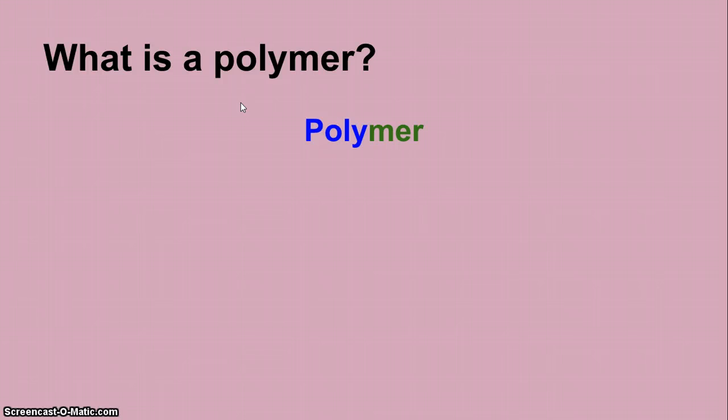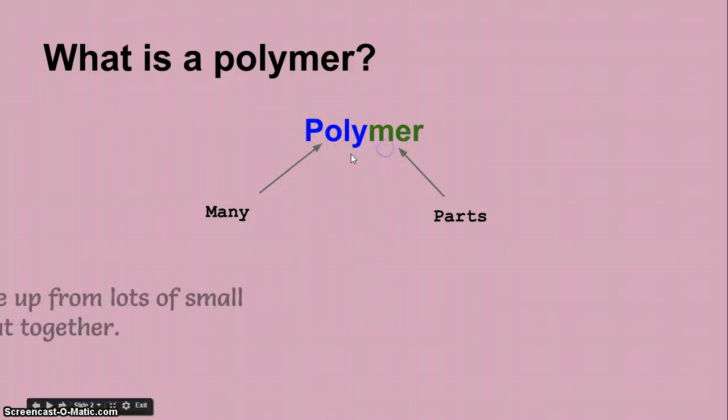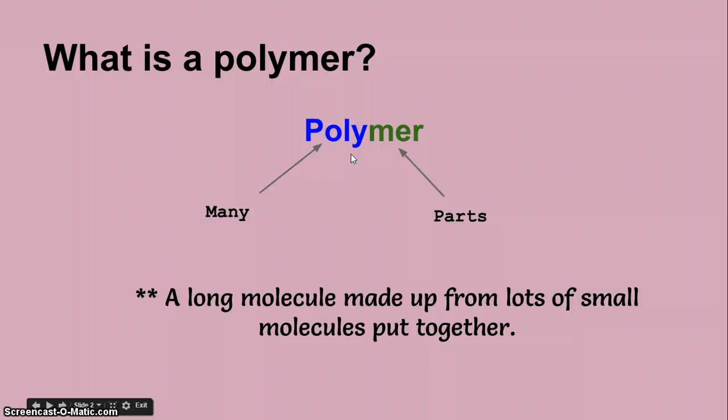Poly means many. Think about a polygon in math class has many sides. Mer actually means parts. So if we were going to define polymer, we could talk about it's something that has many parts. Its actual definition in science is a long molecule made up of lots of small molecules put together.